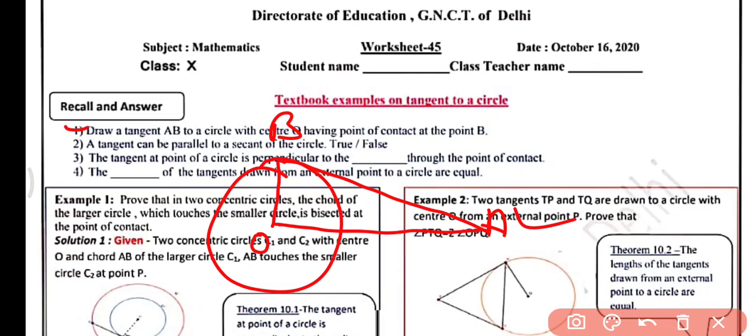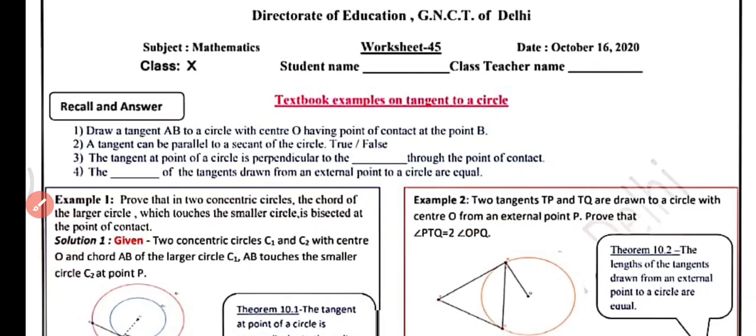So now a tangent can be parallel to the secant of the circle. This statement is true or false, we are to tell. So a tangent can be parallel to a secant of a circle. So the statement is true. What will your statement be? True. So the statement is true. So we can say this is a true statement.